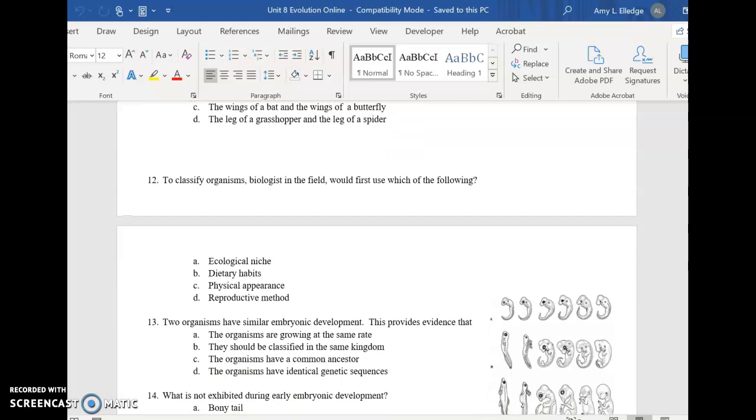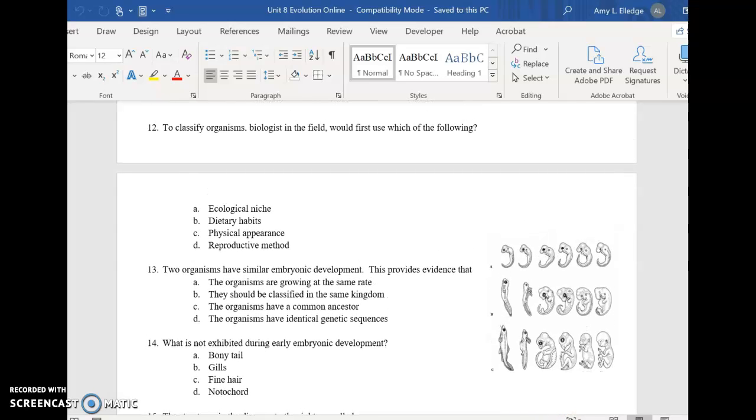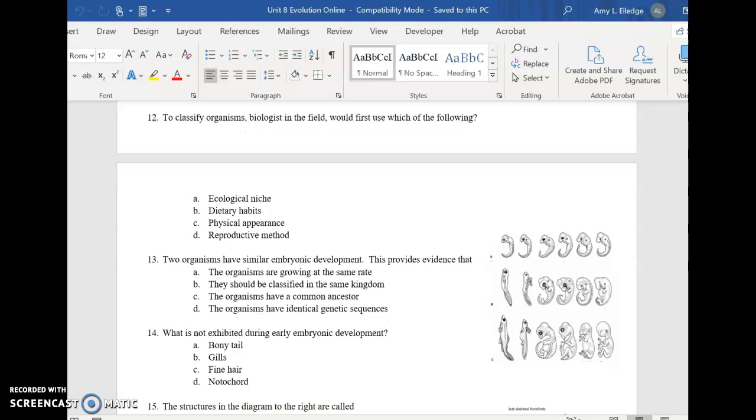12, to classify organisms, a biologist in the field would first use which of the following? So if you're in the field and you're looking at these critters and you want to classify them, are you going to use their ecological niche, which is their role in their community? Maybe. Dietary habits? How about their physical appearance, what they look like, or how they reproduce? You might not even see them reproduce. So what we usually use is their body structure or morphology, which is their physical appearance. Of course, that's not our best evidence. DNA is the best evidence, but when you're out in the field, you can't do DNA kind of stuff right there in the field.